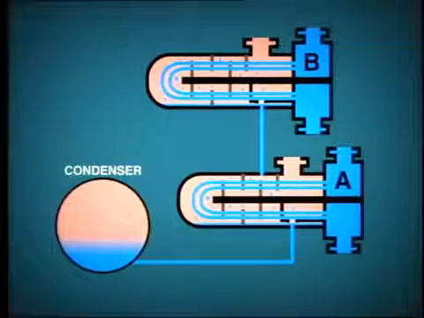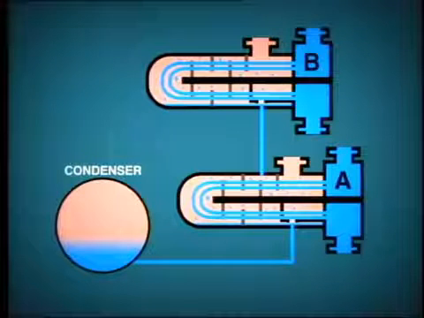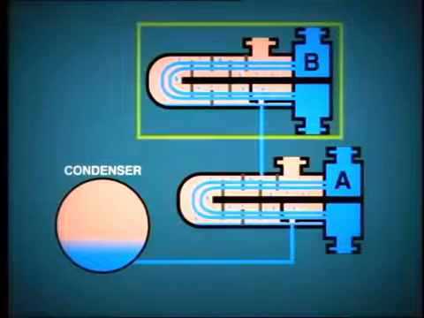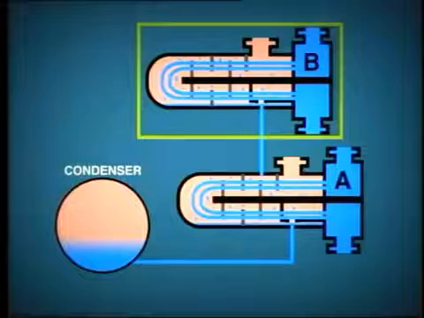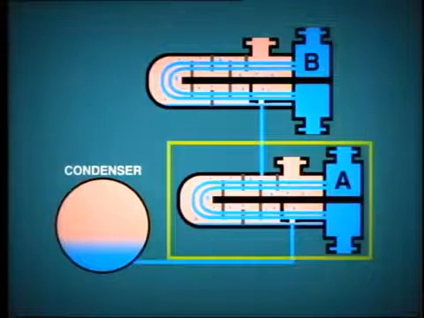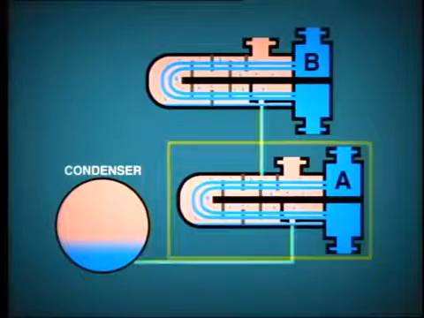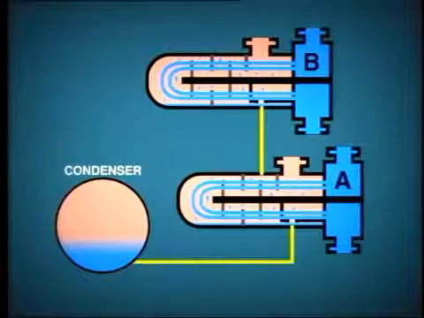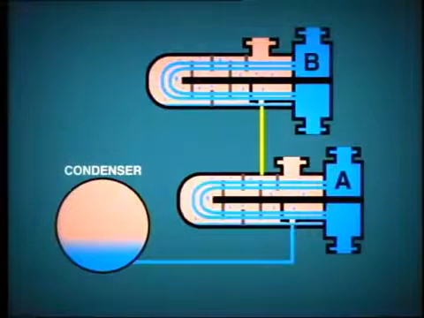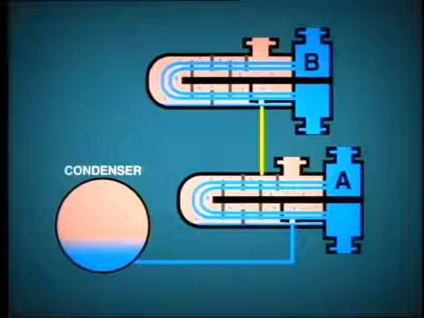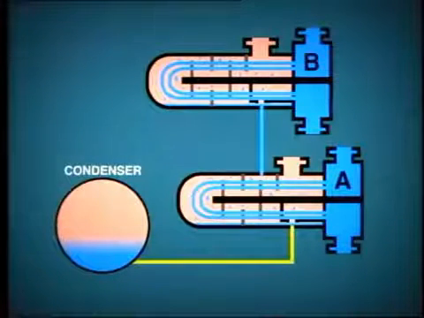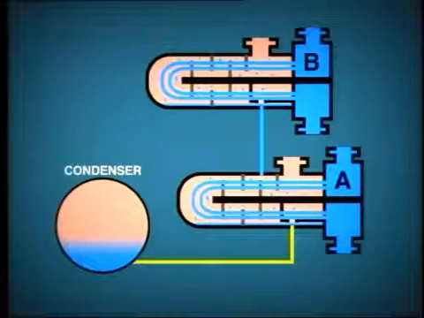Now let's take a look at the heater drains. Remember that the B heater operates at a higher internal pressure than the A heater, and this in turn is at a higher pressure than the condenser. The heater drains are therefore cascaded like this. The drains from heater B pass into heater A, where more heat is given up. The combined drains from A heater pass into the condenser.